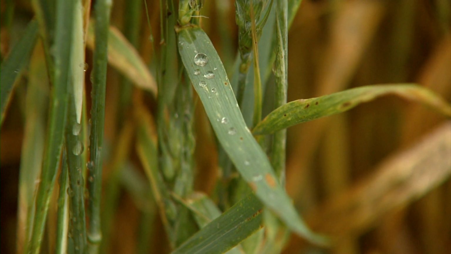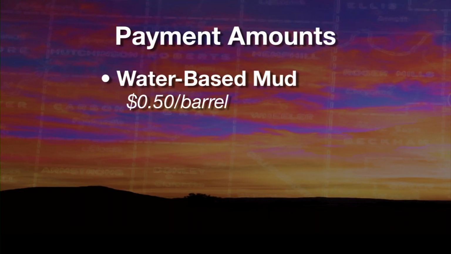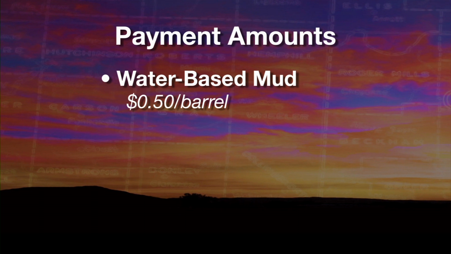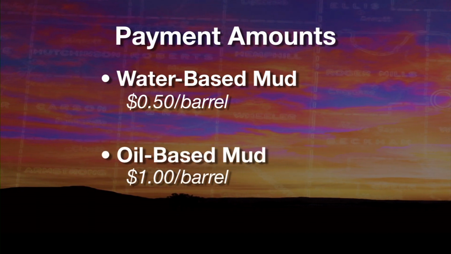Okay, and the landowners, as a result, do get a payment for this. Let's talk about the difference between oil-based and water-based. Generally the going rate, and it varies some, is that the landowner is paid based on a per barrel amount for the mud that he receives, and that's about 50 cents per barrel for water-based mud, and $1 per barrel for oil-based mud. So it depends on the size of the well.